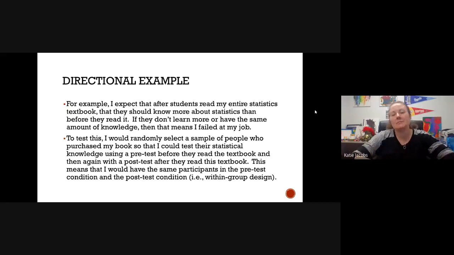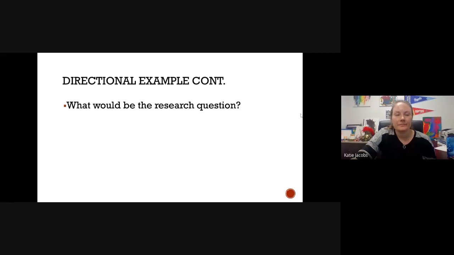So to test this, I'd probably randomly select a sample of people who purchased my book so that I could test their statistical knowledge using a pre-test before they read the textbook, and then again with a post-test after they read this textbook. This means that I would have the same participants in the pre-test condition and the post-test condition. That means that I would have a within group design. So what would our research question be for this?